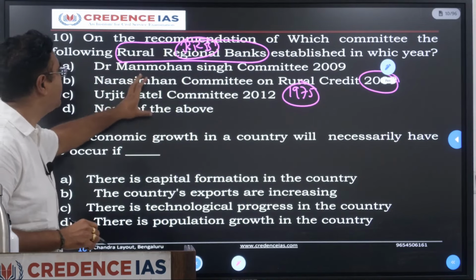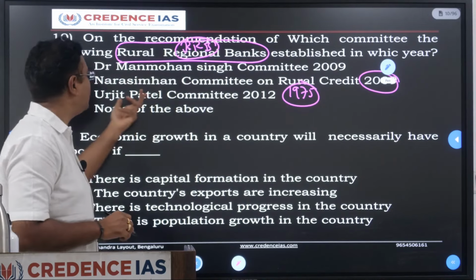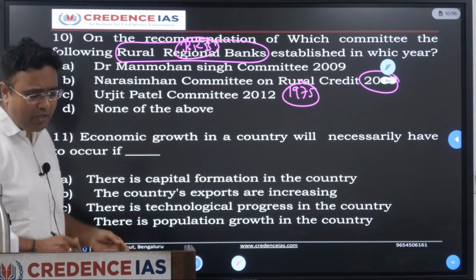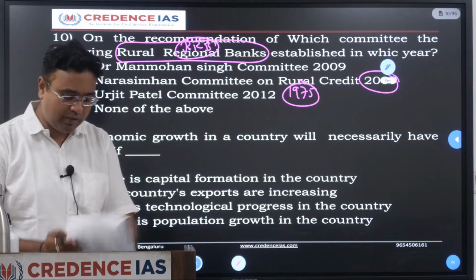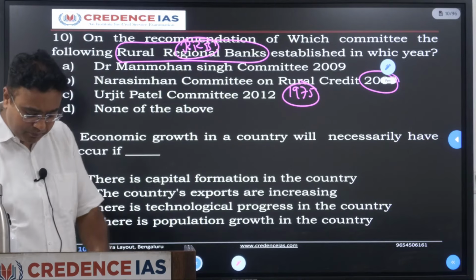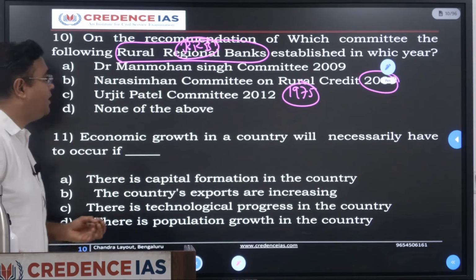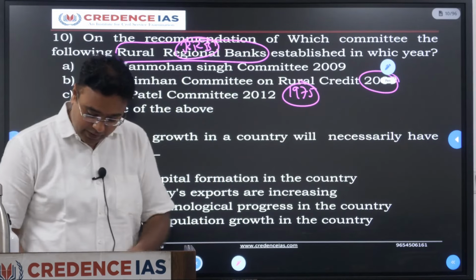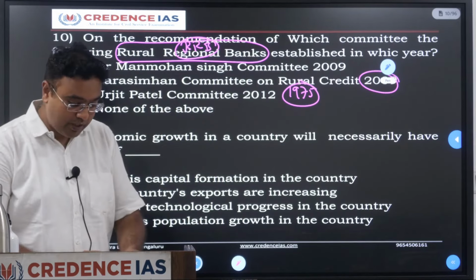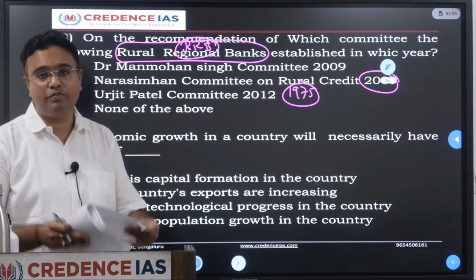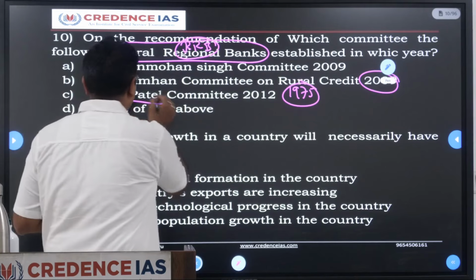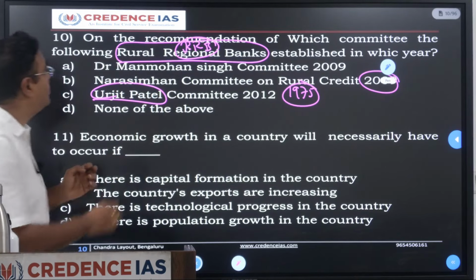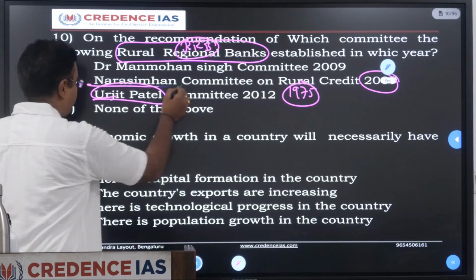It is the Narasimhan committee. You can also understand that the Manmohan Singh committee was also given as an option, but the Manmohan Singh committee doesn't come into the picture. Then the Urjit Patel committee was majorly established in order to set the monetary policy framework by the RBI, right? So for that the committee was established. So the regional rural bank is the Narasimhan committee.